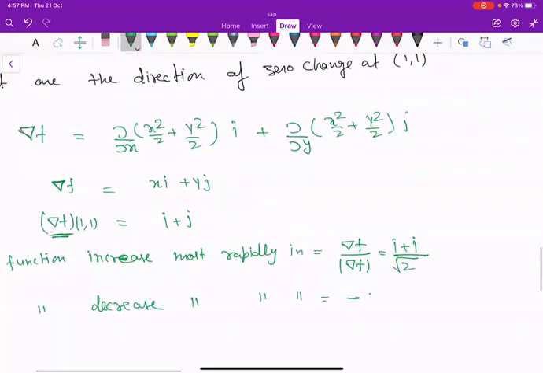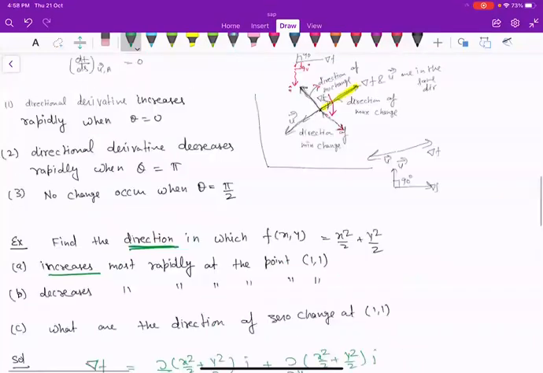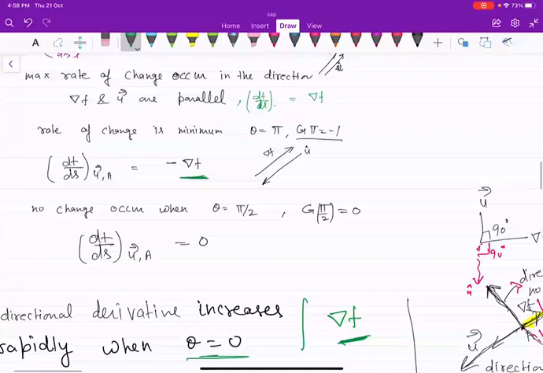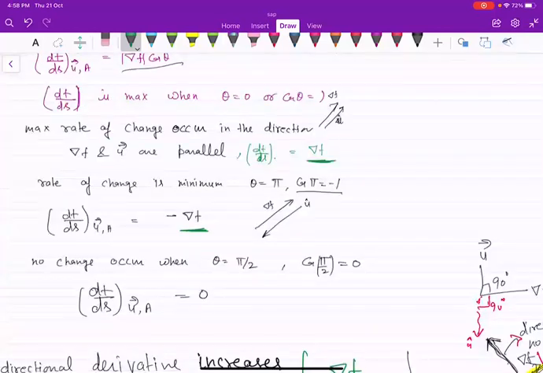That is minus del f upon mod of del f, that is i plus j minus upon under 2. So we have already explained here, directional derivative increases most rapidly when theta equals 0. Theta equal to 0 means del f. When theta equals pi, then minus del f. So the function increases most rapidly in the direction of del f and decreases most rapidly in the direction of minus del f. Maximum rate of change occurs in the direction of del f and minimum in minus del f. No change occurs in this direction.